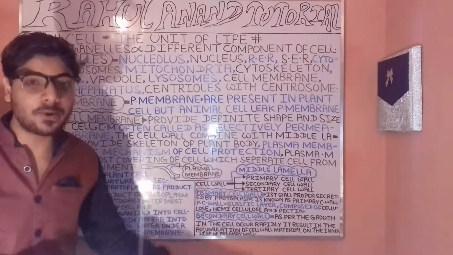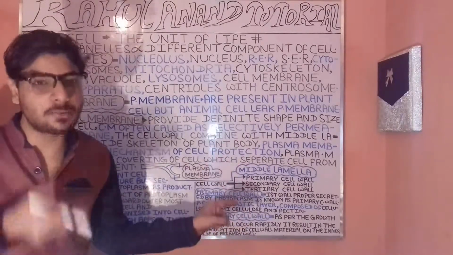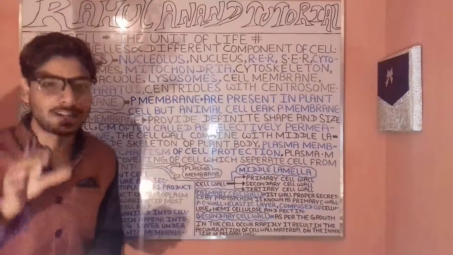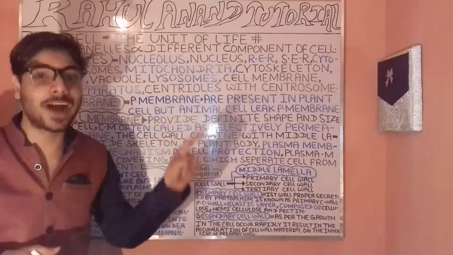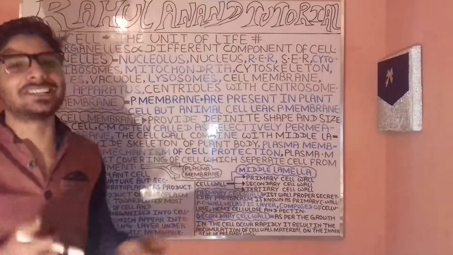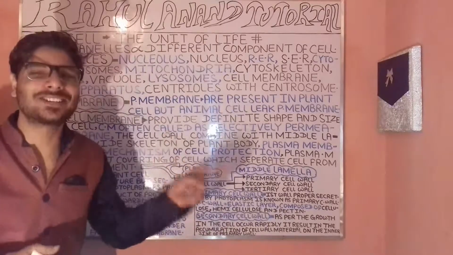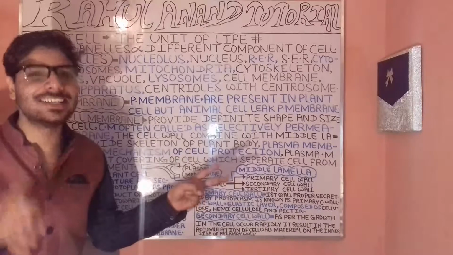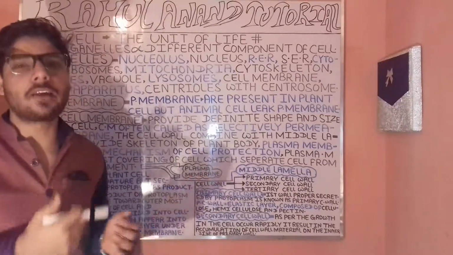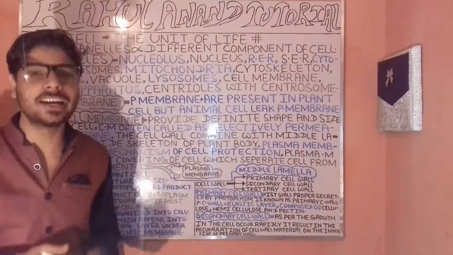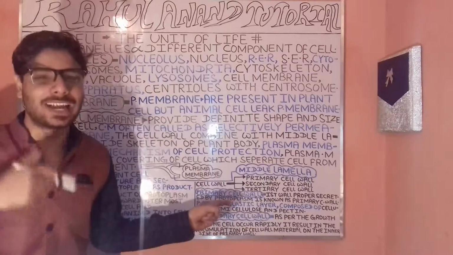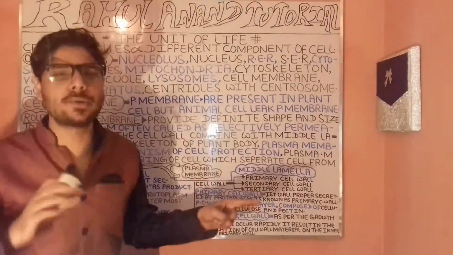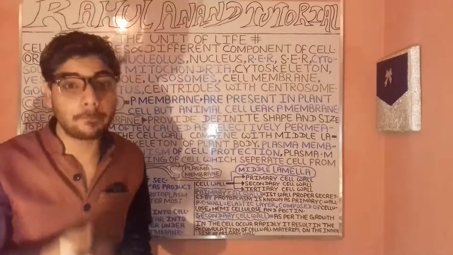Now, let's understand this in terms of the details. When we are talking about the cell membrane or the plasma membrane, these are often divided into three broad categories: the primary cell wall, then the secondary cell wall, then the tertiary cell wall. Now, let's understand the primary cell wall. These are known as elastic.